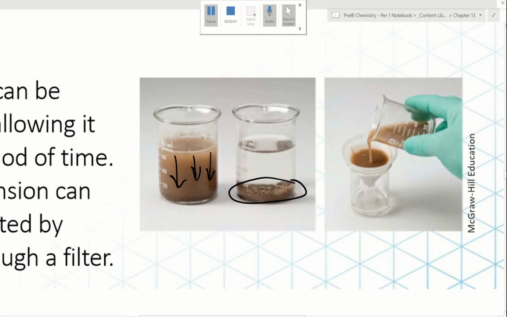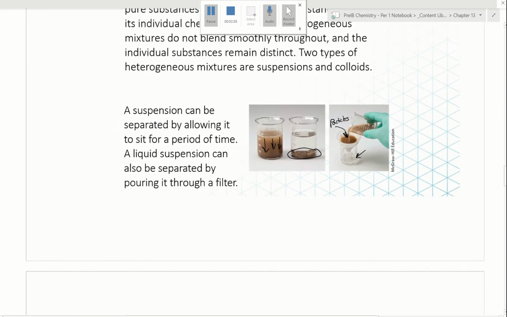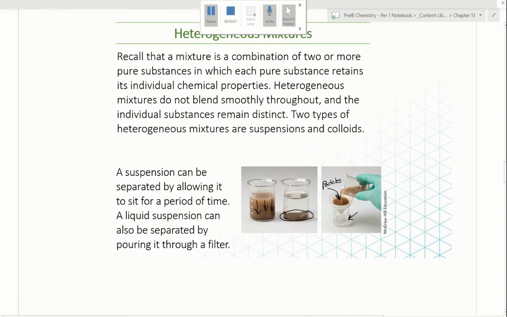A heterogeneous mixture like this can be filtered out. We did this in the lab, and so you end up getting the pure liquid here, and all the particles end up in the filter. So that's called a suspension. And a suspension only stays a mixture as long as you're mixing it. As soon as you stop mixing, it settles out. Probably the one you're most familiar with is orange juice. That pulp settles out at the bottom. Chocolate milk is another suspension, where the chocolate particles settle to the bottom.